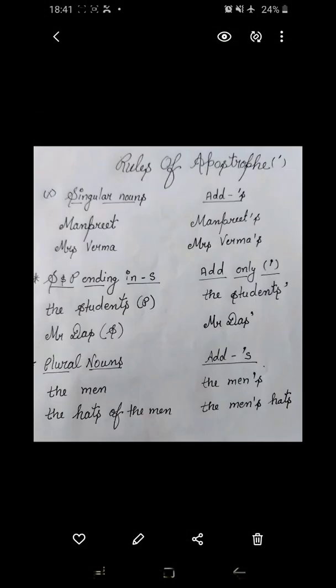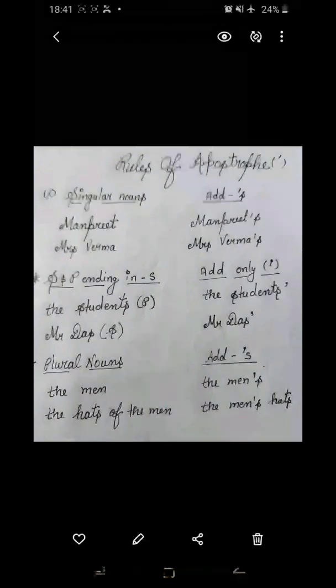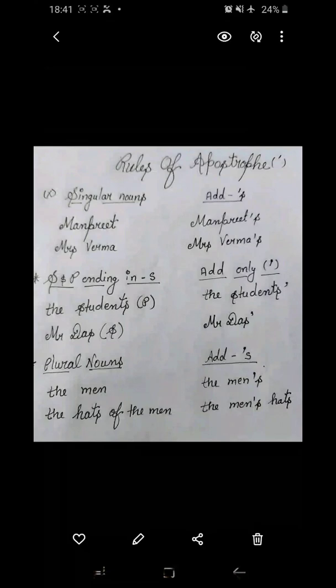Now, after knowing the meaning of noun possession, here's the time for rules: where we have to put apostrophe, where we have to put apostrophe s, where we have to put both. So first, start with singular noun. When there is a singular noun not ending with s, you have to show the possession by just putting apostrophe s. For example, Manpreet.